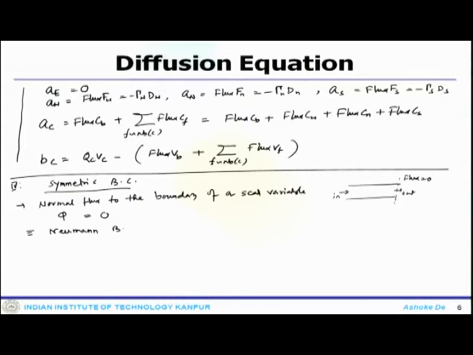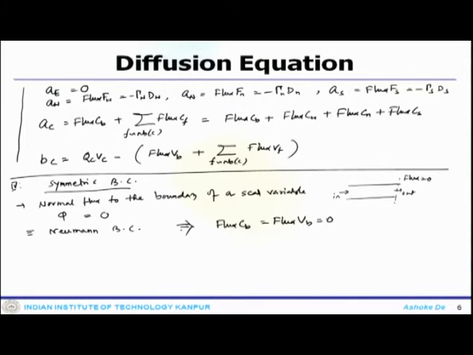Neumann boundary condition. There is an equivalency between the symmetry boundary condition and the Neumann boundary condition, because it says that the normal flux of the variable at that boundary is 0. So if it is equivalent to the Neumann boundary condition, it will give rise to flux Cb or flux Vb being 0.